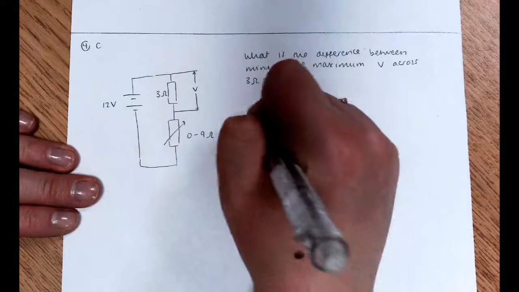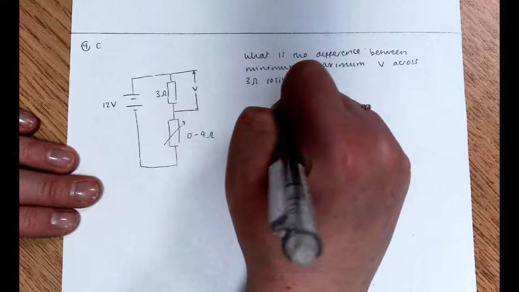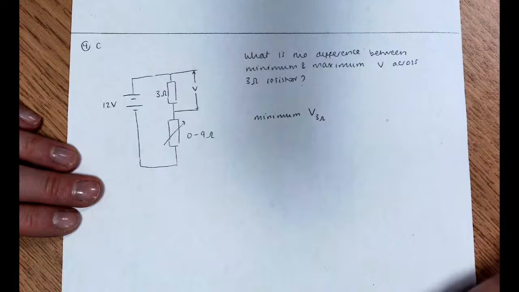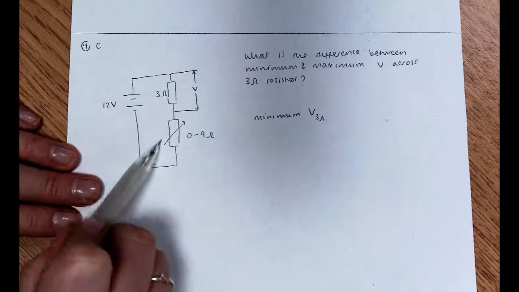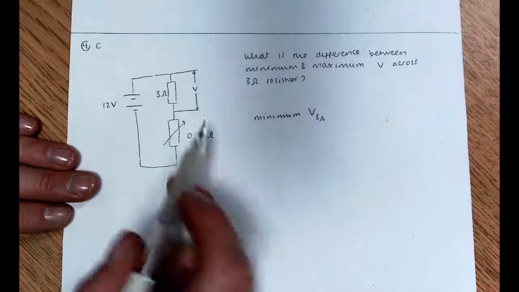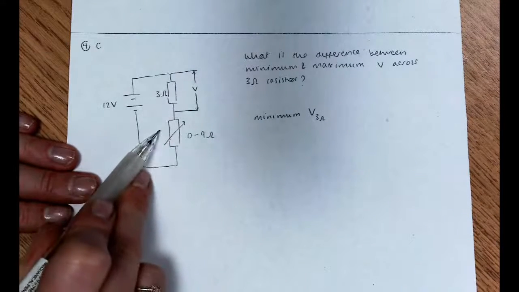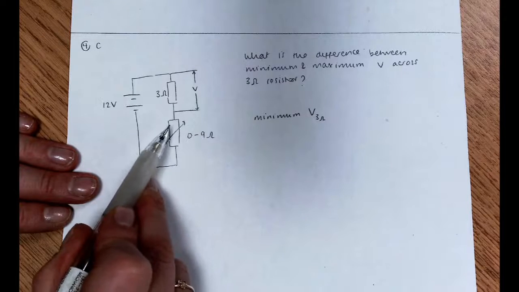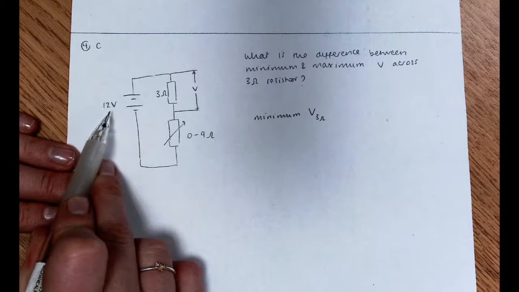So the minimum voltage across the 3 ohm resistor is going to occur when the variable resistor takes the biggest possible voltage share, okay, because the 12 volts is going to be split between the two. The amount will depend on the value of this. When this is maximum, this thing takes the biggest share possible of the 12 volts.